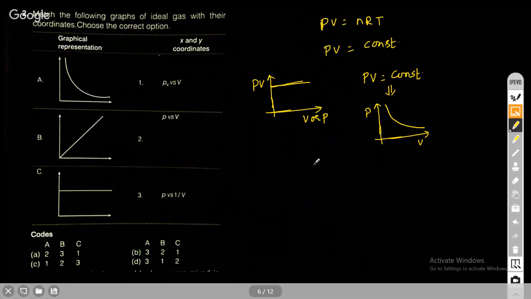Right? Next one is P versus 1 by V. According to this only, we'll have some constant K into 1 by V. So this graph will be what? It will be a straight line passing through origin. Like this. Okay. So A will be 2, B will be 3, and C will be 1. Option A is correct.